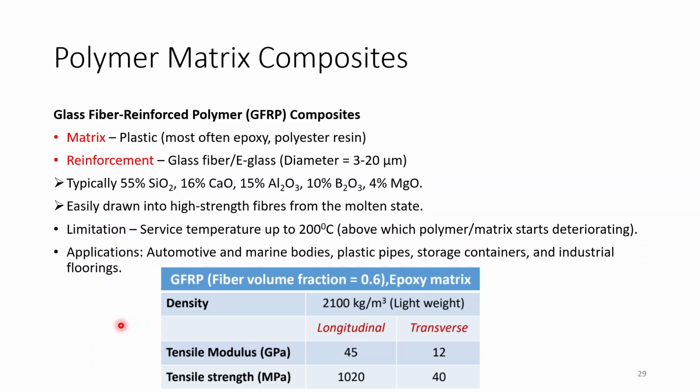So for GFRP, which is glass fiber reinforced plastics, the fiber volume fraction can be 0.6, with epoxy matrix, and here density will be 2100 kg per meter cube, which is lightweight. Tensile modulus will be, in longitudinal direction 45, in transverse direction 12, in GPa, and tensile strength will be 1020 in longitudinal direction, 40 in transverse direction.